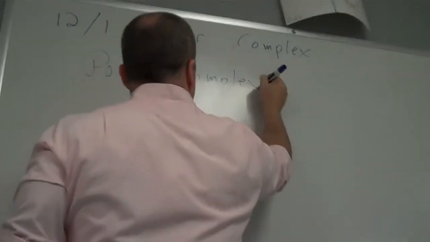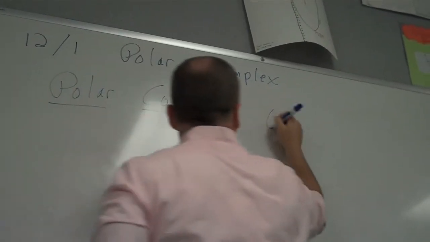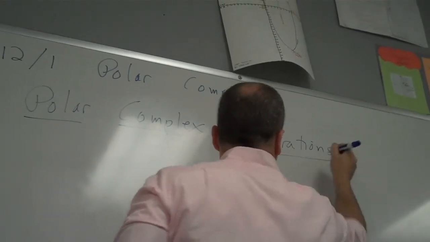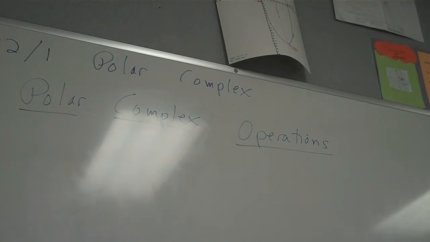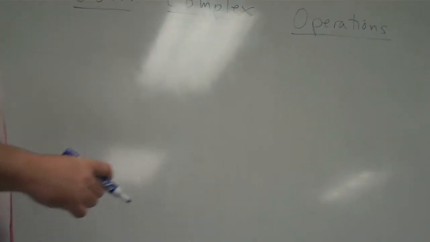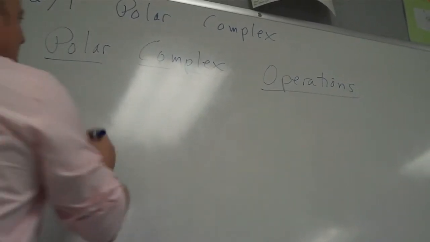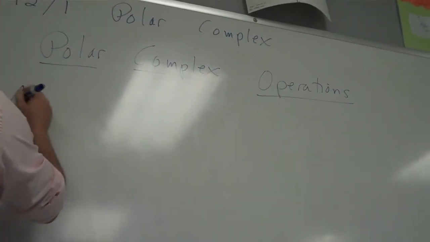Polar complex operations. It's polar and complex, because this is polar complex, not polar real. Now, polar complex operations. What we've got here, we're going to start with addition. That's where most number systems start.